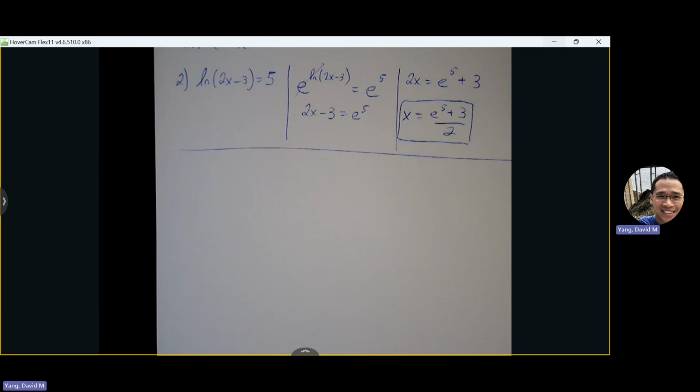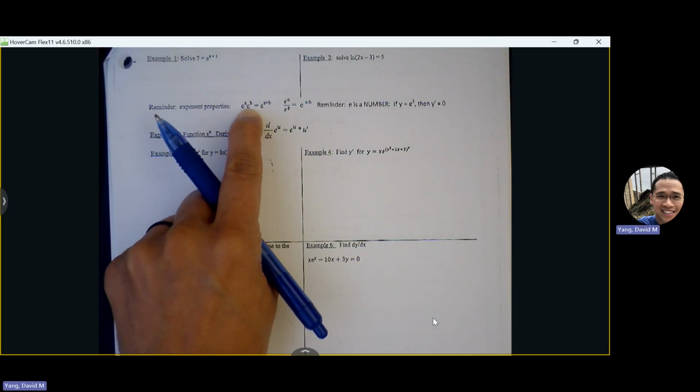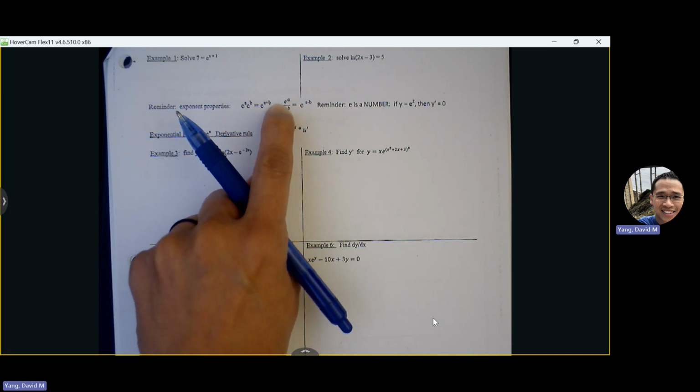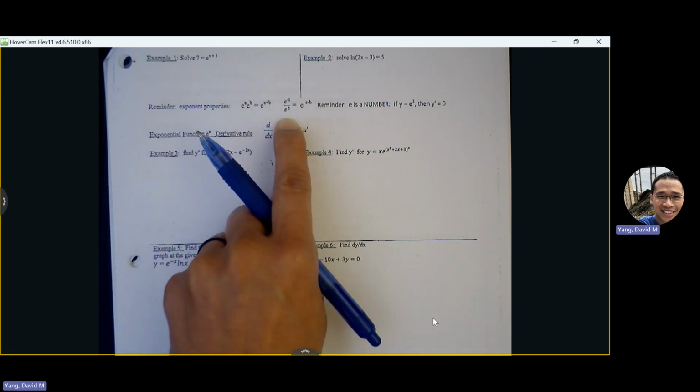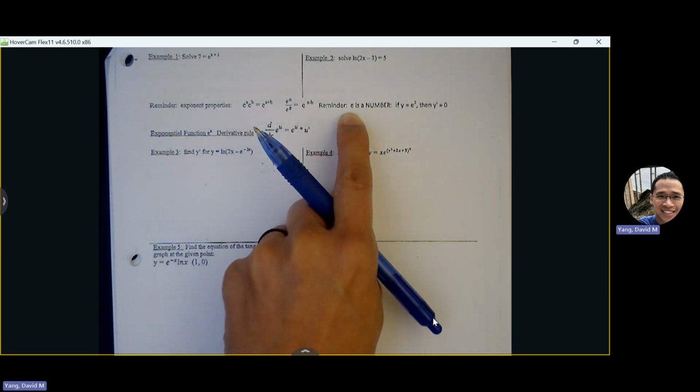All right, a couple more reminders regarding properties. If I have the same base, e to the a times e to the b, I can turn that into e to the a plus b. If I have the division of two different bases, I can write that base once and then just subtract the exponents.